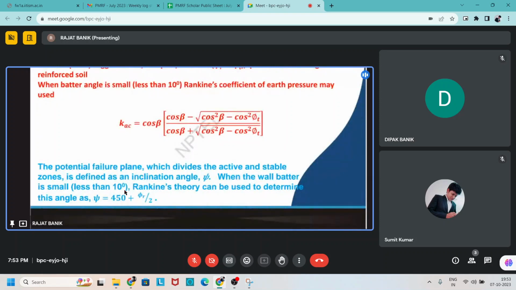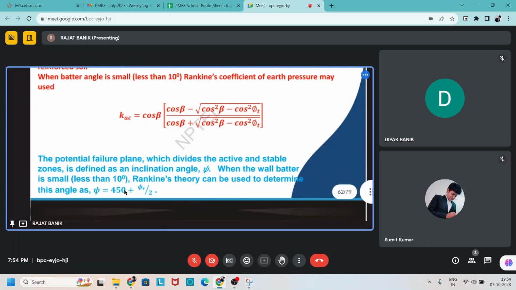Then it is said that the potential failure plane which divides the active and stable zone is defined by an inclination angle psi. When the wall batter is small, less than 10 degrees, Rankine's theory can be used to determine psi, which is equal to 45 degrees plus phi r by 2. So these are a few considerations to find the active earth pressure coefficient.